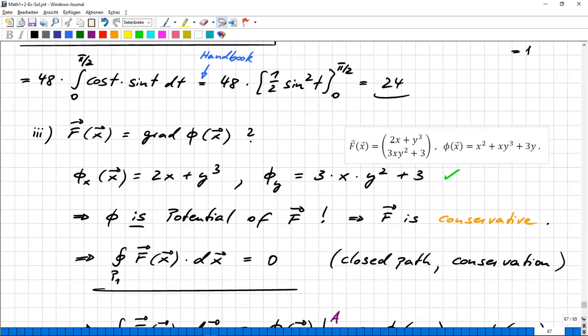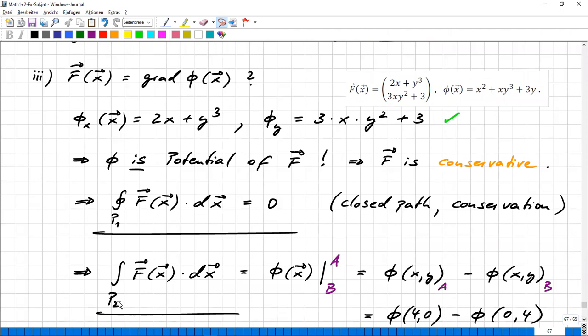Now, a little more interesting is path 2, because this is an open path. I'm not allowed to use the closed integral symbol. Anyway, as I told you, we can consider phi to be the primitive, in a spatial sense, the primitive function of its gradient field, the vector field f. That's why we checked whether f is the gradient of phi and found out, yes, it is. So we may just insert into the potential.